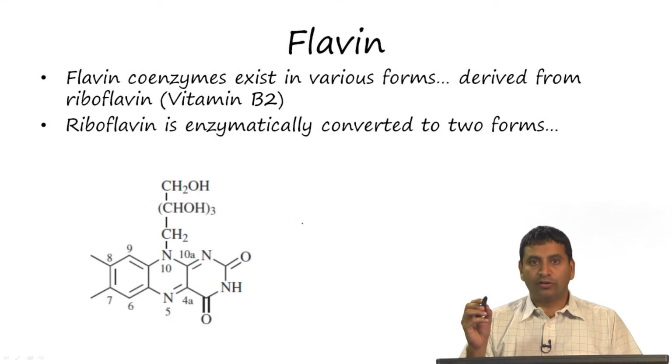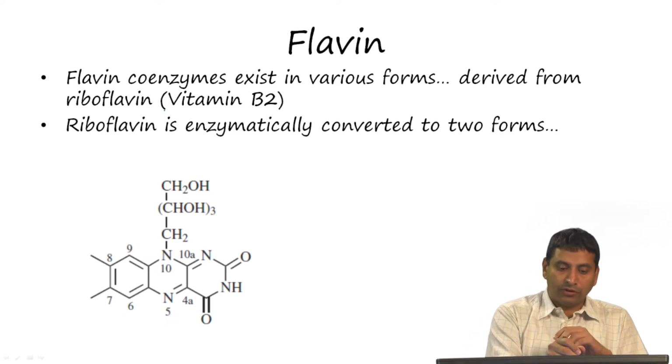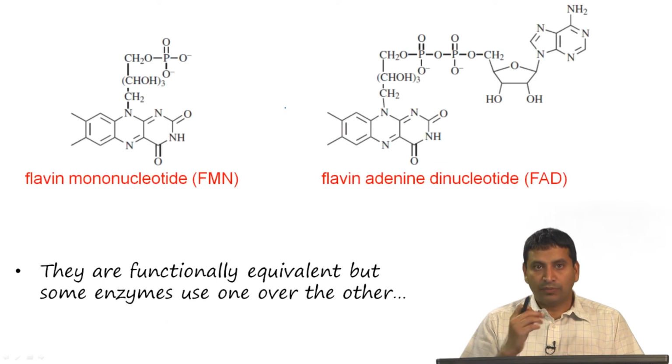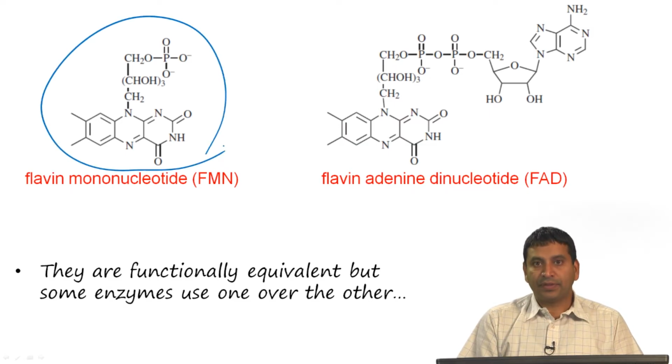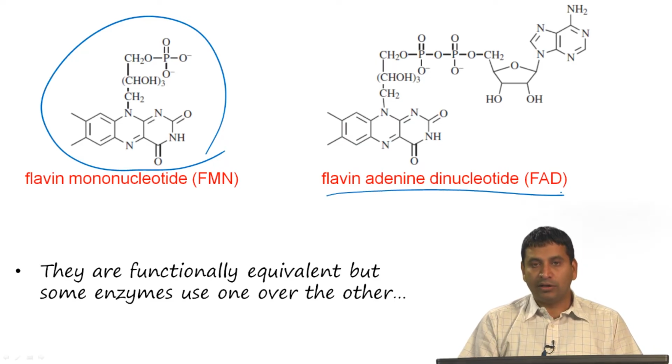Here is the structure of flavin. Flavin is basically a highly delocalized structure, and it is commonly known as vitamin B2, which is riboflavin, and riboflavin is enzymatically converted into two forms. Let us look at both these forms now. One is called flavin mononucleotide, FMN, whose structure is shown here, and the other one is flavin adenine dinucleotide, which is FAD. Both these are functionally equivalent, but some enzymes use FMN and some enzymes prefer to use FAD.